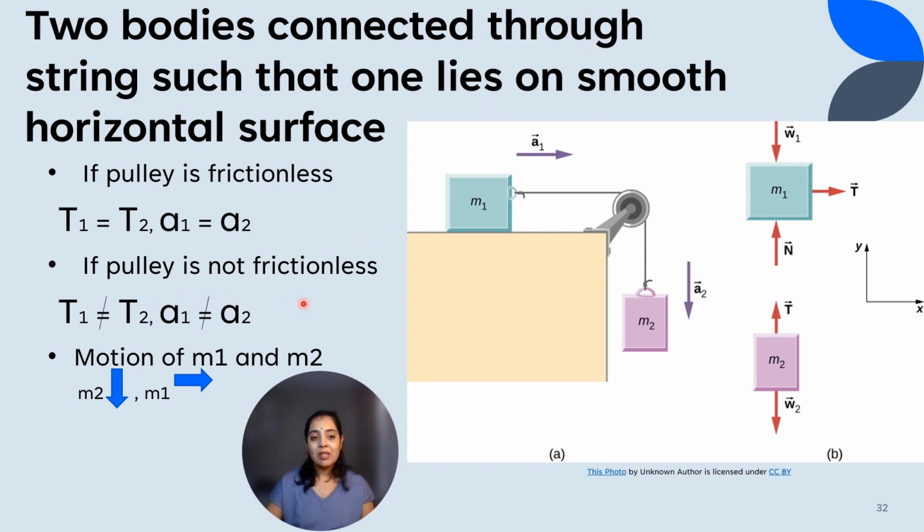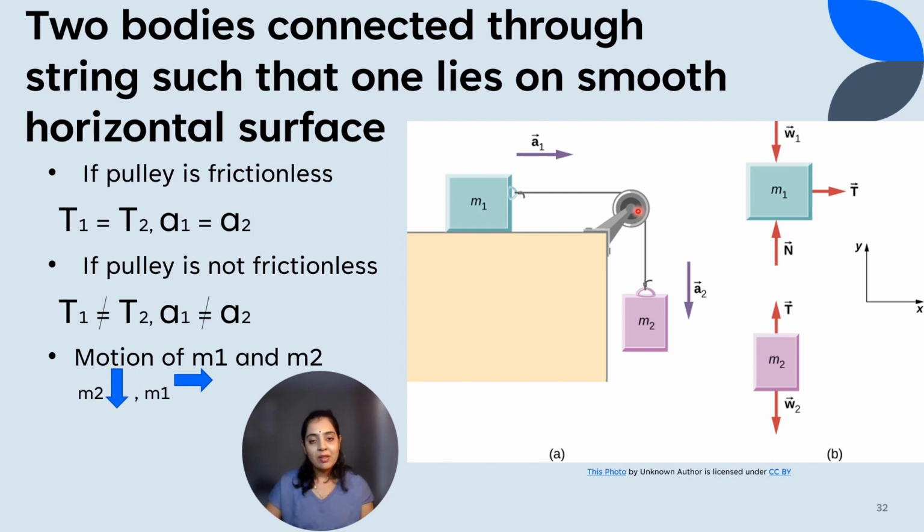If pulley is not frictionless, there is some friction this rope has to resist, then the T1 in this part of the string will not be equal to T2, the tension in this part of the string. And acceleration A1 for M1 will not be equal to acceleration A2 for this M2 if the pulley is not frictionless.